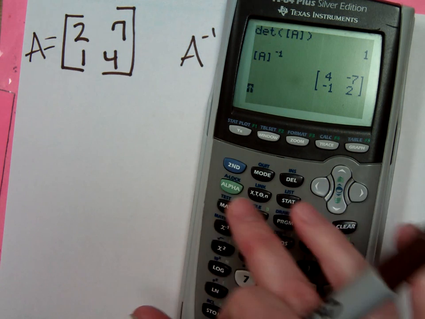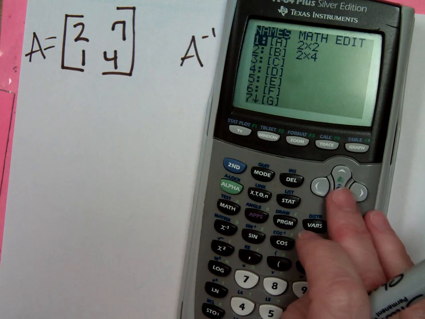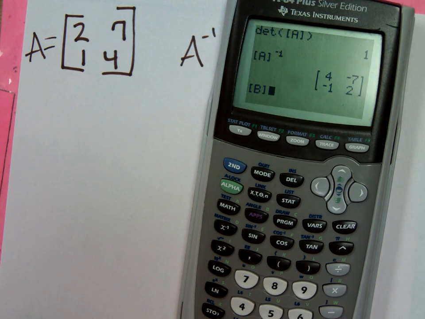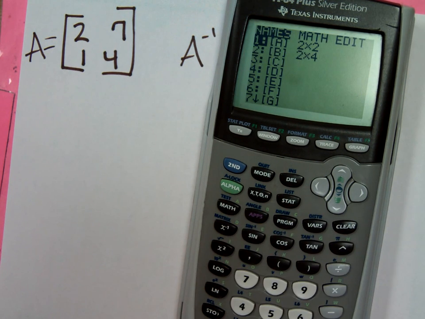I think I have a matrix in here that is not square. Yeah, so look what happens if I try to get B, oh, whoops.